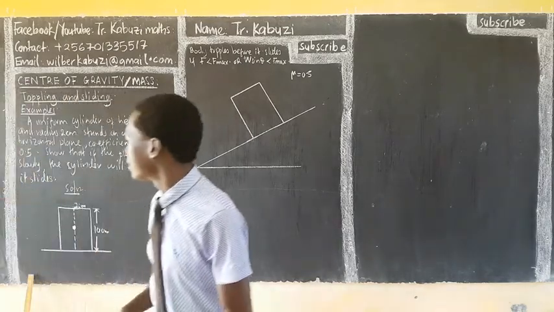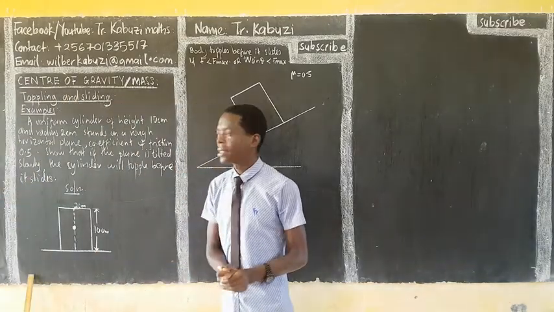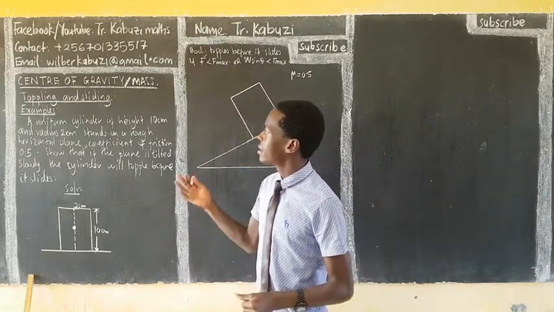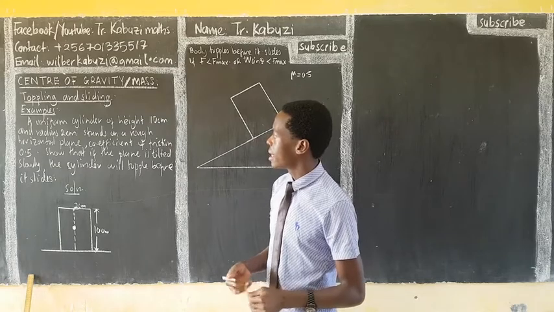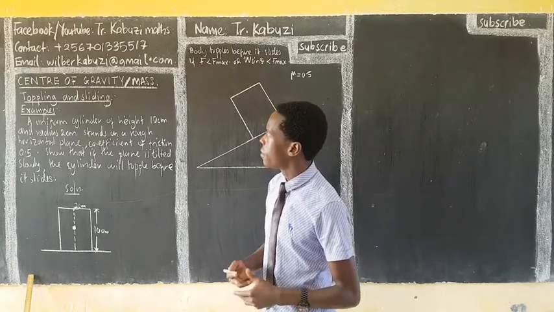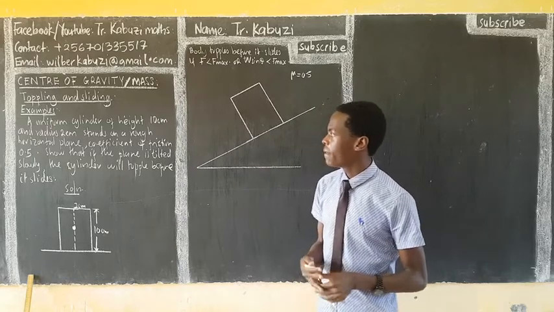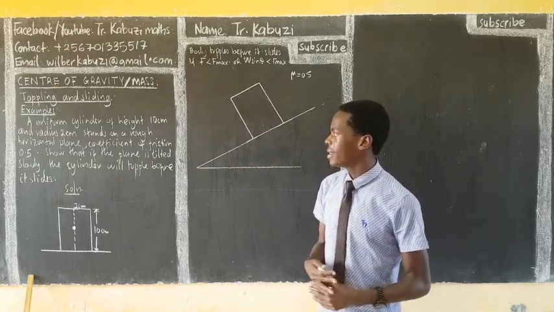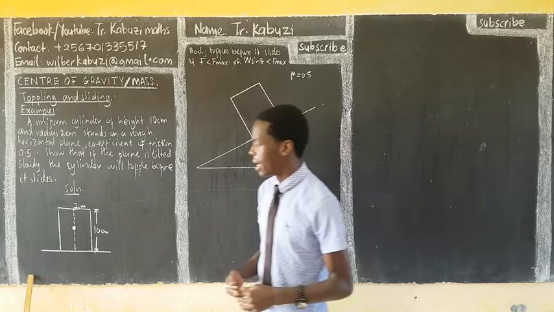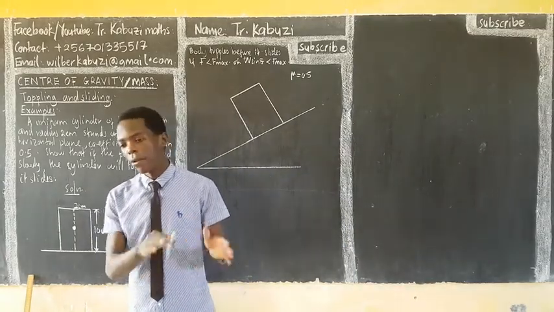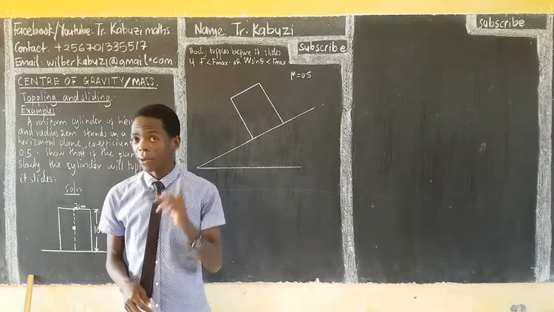Okay, now let us see this example here. We are still on toppling and sliding. A uniform cylinder of height 10 centimeters and radius 2 centimeters stands on a rough horizontal plane, coefficient of friction 0.5, so that if the plane is tilted slowly, the cylinder will topple before it slides. Toppling before it slides means that it will fall off before going down, as we saw in the previous lesson.